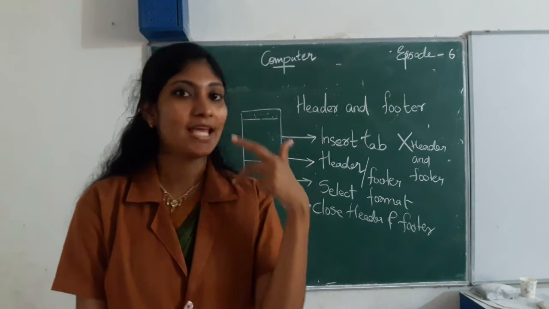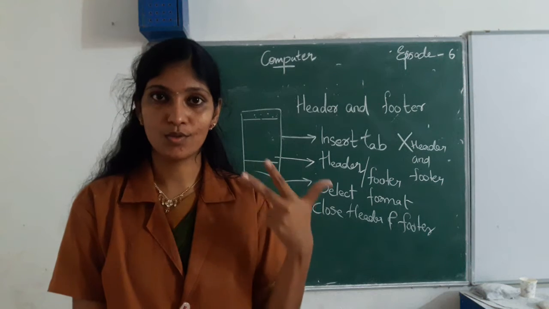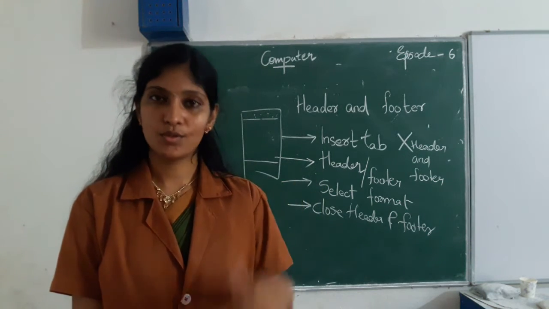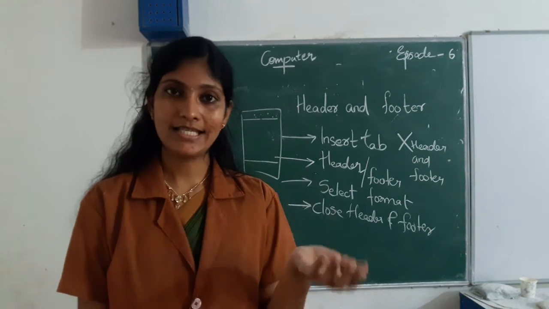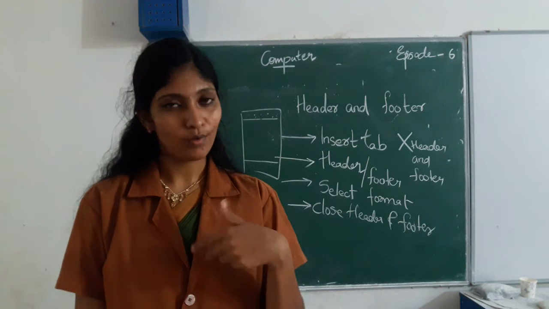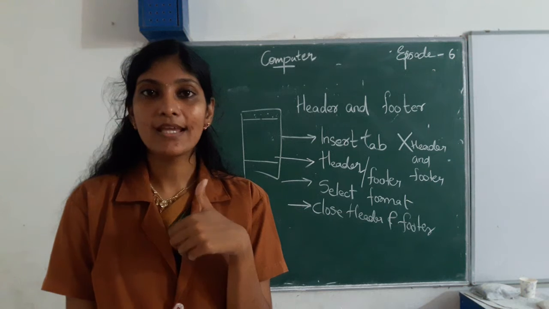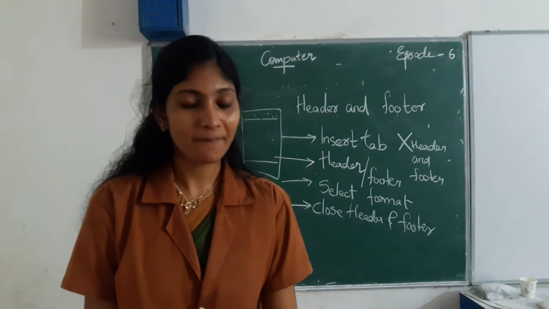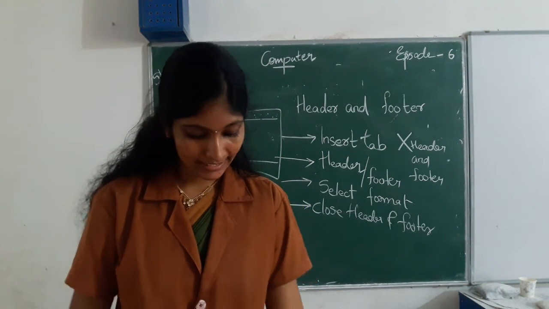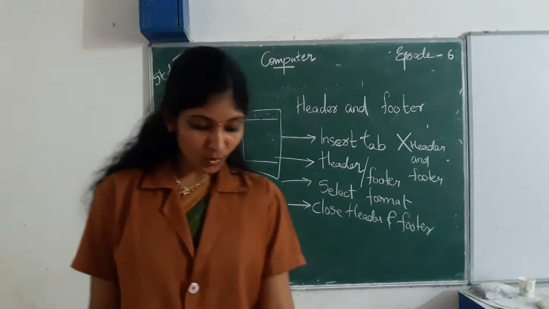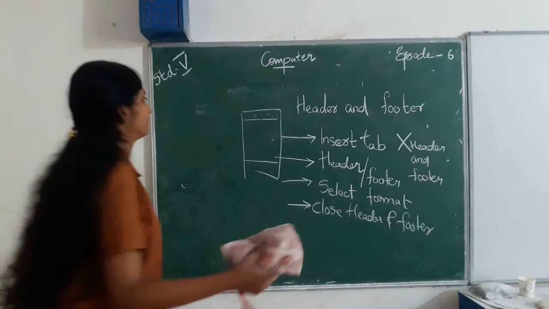Then what are the steps? First go to the Insert tab, then go to Header or Footer. Then select the type of the header or footer. Then click the Close Header and Footer button. Okay. Then next is viewing header and footer.